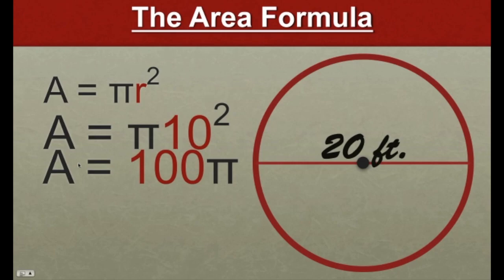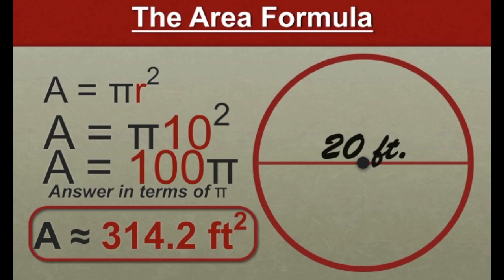So now I have the area equal to 100 pi. It doesn't really matter that I change the position of the number and the pi symbol, because multiplication is commutative. If I have 2 times 3, it gives me the same thing as 3 times 2. So now that I have area equals 100 pi, this is called having my answer in terms of pi, because like we did before with circumference, we just have the number and the pi symbol. The very last step is to multiply, and that's going to give us approximately 314.2 feet squared.